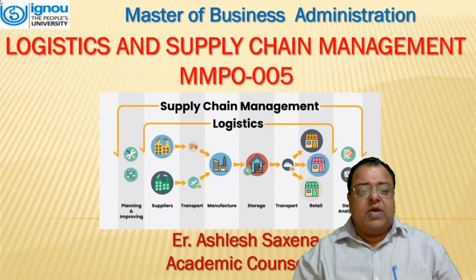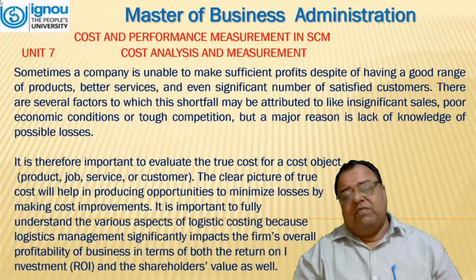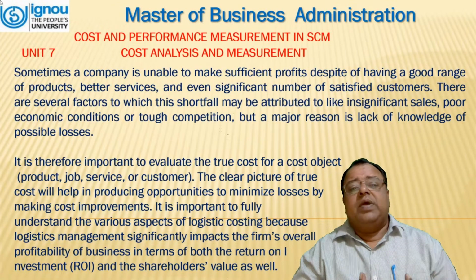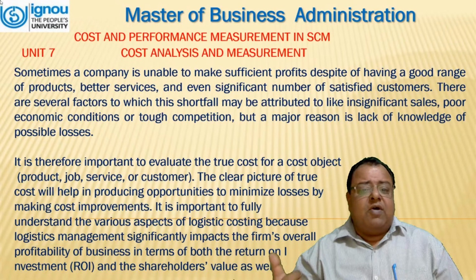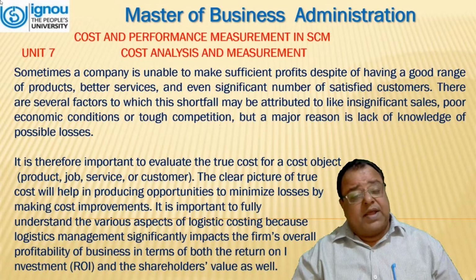Today we will be talking about Unit 7, which is related to cost analysis and measurement. This comes under cost and performance measurement in supply chain management.